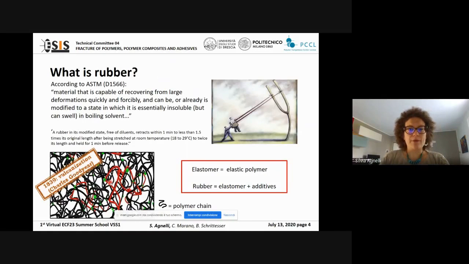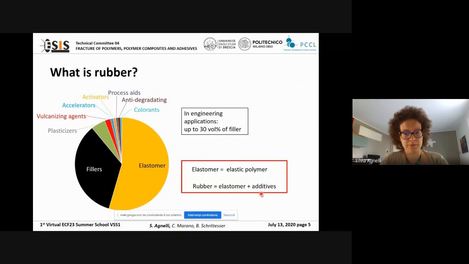But what is rubber? Rubber is a composite material. It's made by a polymer with special properties called elastomer. An elastomer can be stretched at least up to 100% and can recover all deformation. Its glass transition temperature is below room temperature, and in rubber it is slightly cross-linked. Rubber is a composite made of elastomer and many other additives.